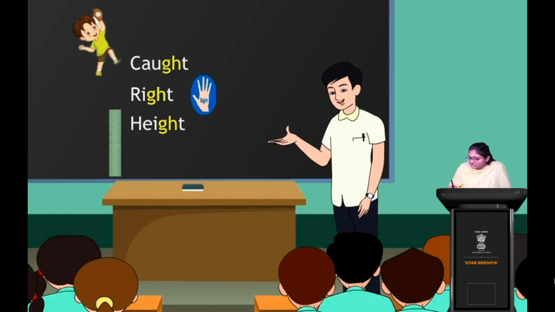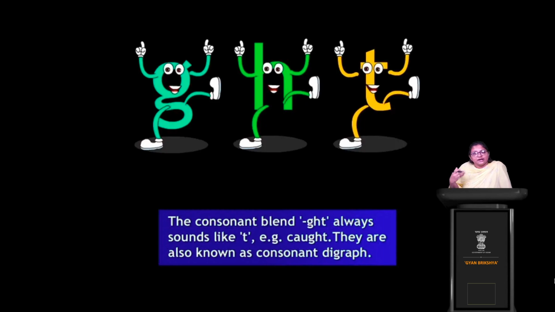Now let's look at the GHT sounds. Okay, so what is the GHT sound? Let's see. The consonant blend GHT. GHT is a consonant blend. G, H, and T, three alphabets, three consonants coming together and forming the sound T. Always sounds like T, as I told you. Example, cut, tot, right, fight. Okay, all GHT. They are also known as consonant digraph. Okay, these can also be termed as consonant digraph. Clear?